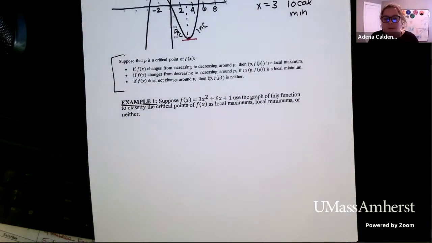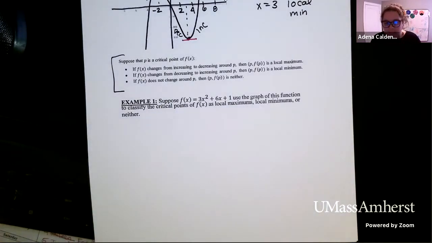So here we have the function 3x squared plus 6x plus 1. What I would like you to do is find the critical points by finding the first derivative and setting it equal to 0. Then once you have those x values that are the critical points, I want you to graph the original function.